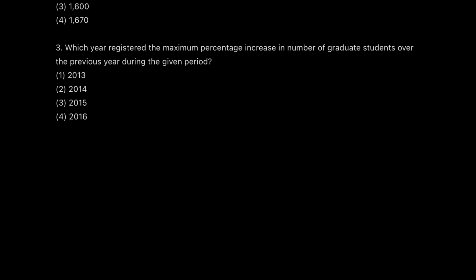So question number 3 says, which year registered the maximum percentage increase in the number of graduate students over the previous year during the given period? The points which we need to note here: first, we are going to find the percentage increase, only increase, not decrease, and that should be maximum. Next, the graduate students data will be considered, and the number is increasing over the previous year. So my denominator is going to be the previous year data, and I have to compare the data of 4 years, 13, 14, 15, 16.